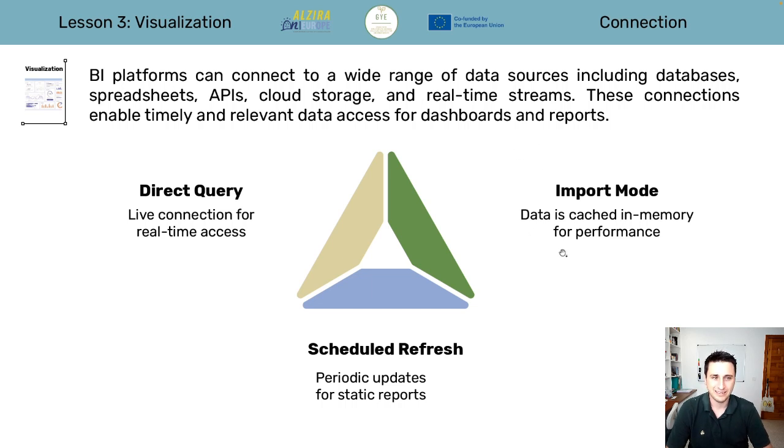Well, there are three types of connections. Okay, the first one and the most used is the import mode. You have the data in a file or in a data warehouse, and you are importing it as a one-shot to do the analysis. And data is cached in memory for performance. So it's the most efficient, cost efficient, or resource efficient way.